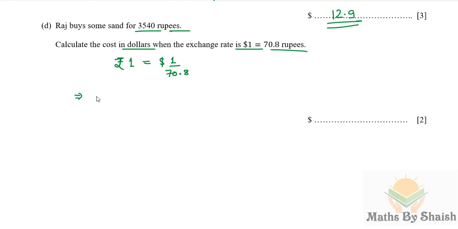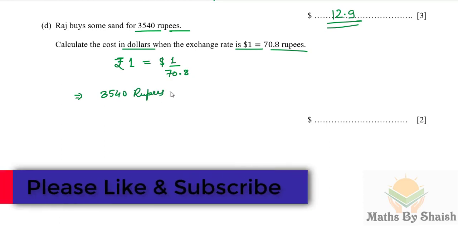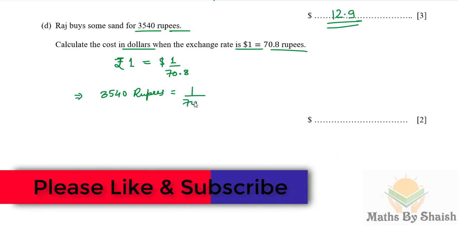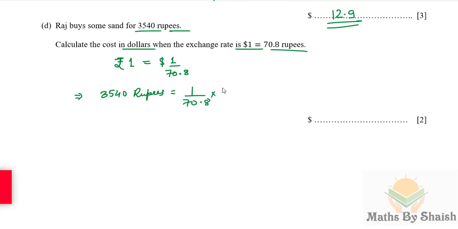It means 3,540 rupees is going to be 1 over 70.8 into 3,540, and it is in dollars. So we'll calculate this from the calculator: 3,540 divided by 70.8, and this is going to be $50. So the answer is $50. I hope it is clear. So that's it for this video. We will discuss the last two questions in the next video. Till then, thank you so much.